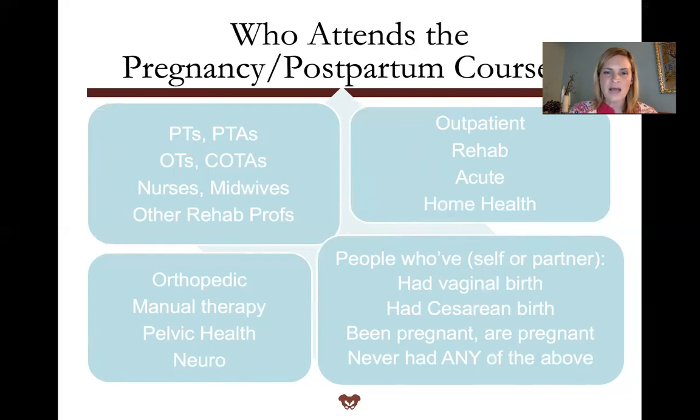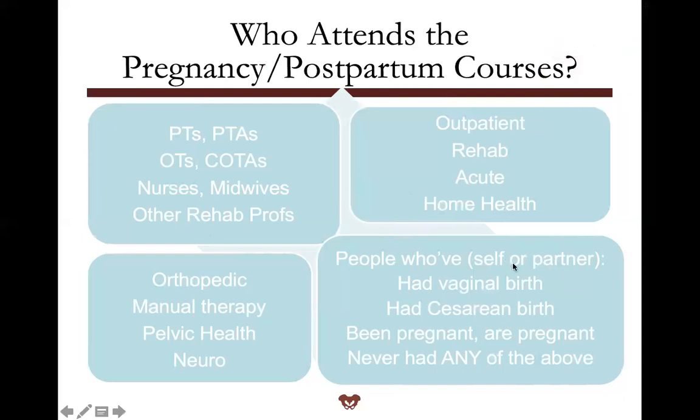But then you'll notice this last box in the bottom right corner. There's also a variety of personal experiences of people coming into the courses. So we'll have many people who either they themselves or a partner or someone that they're close to has had a vaginal or a cesarean birth, or who has been pregnant, or who is currently pregnant, maybe for the first time. And then we have many people who've never had any of these experiences or not had someone close to them in their life who's had this experience that they've witnessed up close.